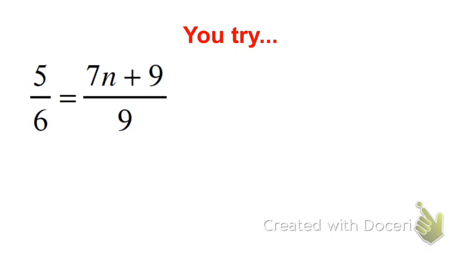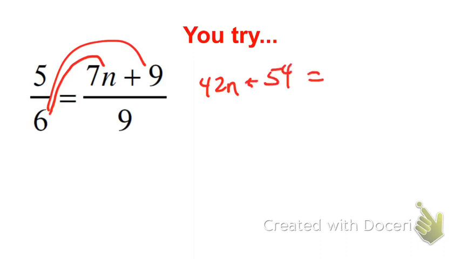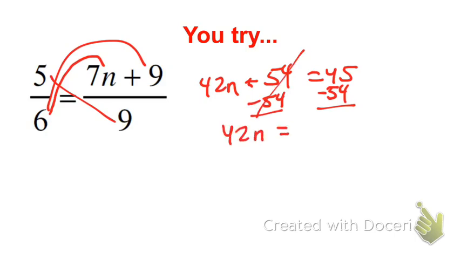All right, let's take a look, see if you got it. So I'm going to go ahead and distribute this way to start. 6 times the 7n is going to be a 42n. 6 times the 9 as well, don't forget to distribute to him, is going to be a 54. Cross multiply the other way, 5 times 9 is 45. Subtract your 54 to the other side. 54 take away 54 will cancel. 42n will equal 45 take away 54, which is going to be -9.